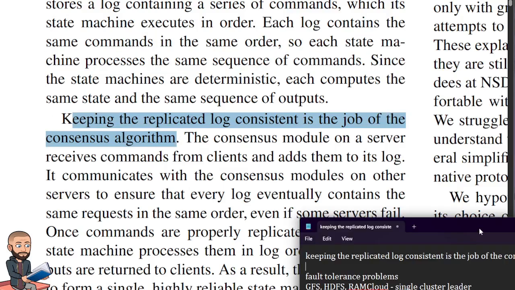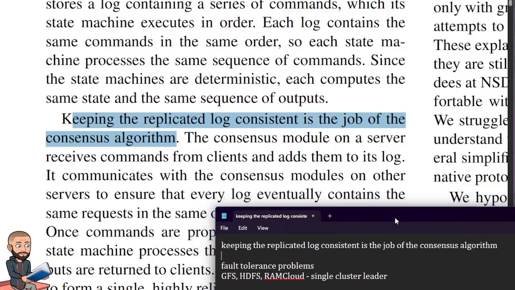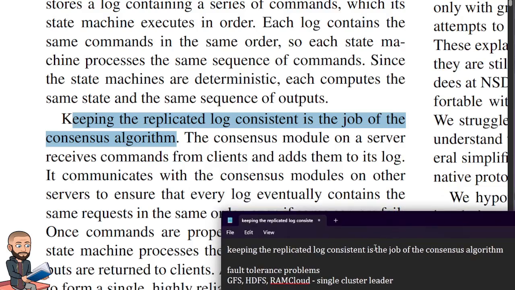Okay, so I think that is very important, and you can tell me if I've made any spelling mistakes down here.